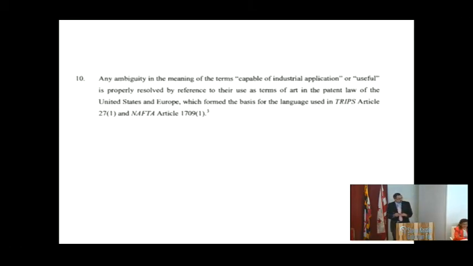But they said, well, the way we got it in there is when you look at where NAFTA came from, it actually came from TRIPS, and it came from a specific proposal by TRIPS that was offered by the United States and Europe. So we should look at European and US law, not Canadian law, not international law, for the interpretation of ambiguous terms. I'll get back to that in a minute.